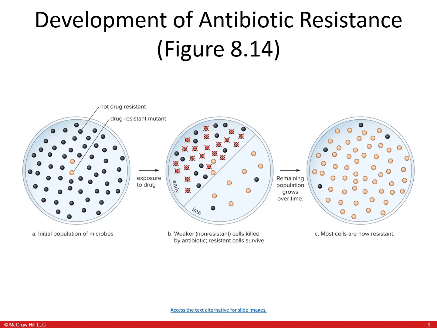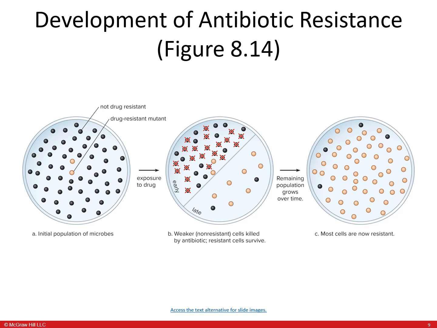So here we have petri dishes that show the progression of antibiotic-resistant bacteria. On the left side, you have a petri dish where the majority of the bacteria are susceptible to the treatment, and only a couple of bacteria are resistant to the treatment. Whenever you apply the treatment, shown in the middle petri dish, the majority of the bacteria are going to die.